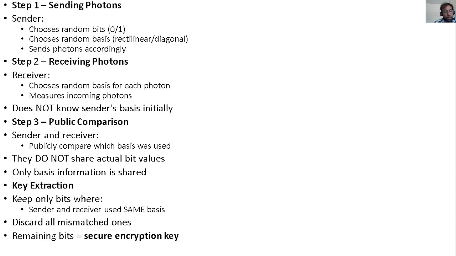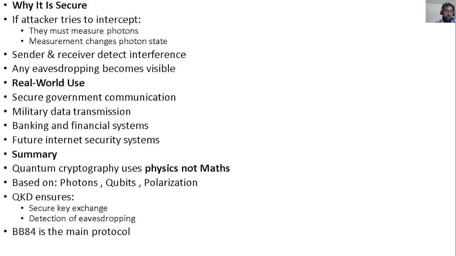Public comparison: sender and receiver publicly compare which basis was used. They do not share actual bit values, only basis information. Key extraction keeps only the bits where sender and receiver used the same basis. Discard all mismatched ones. The remaining bits are the secure encryption key.